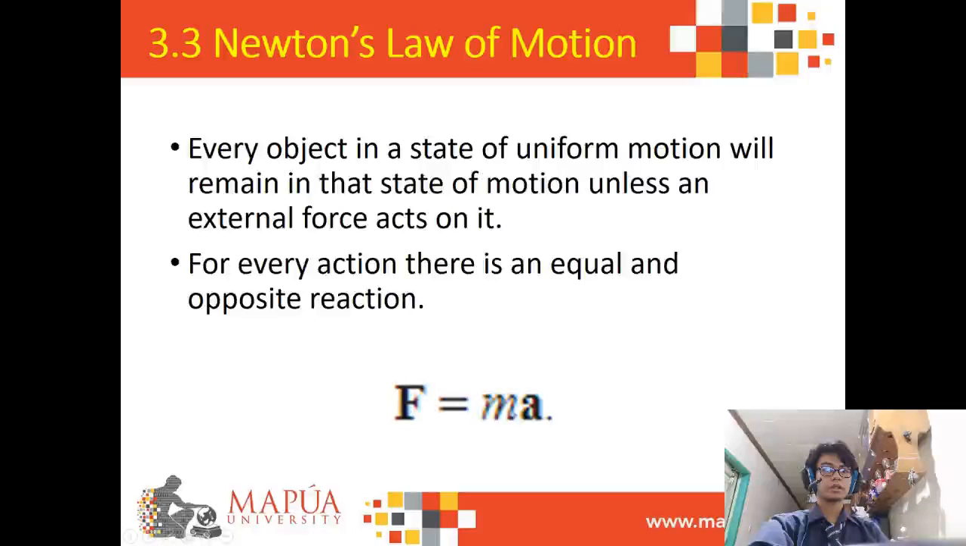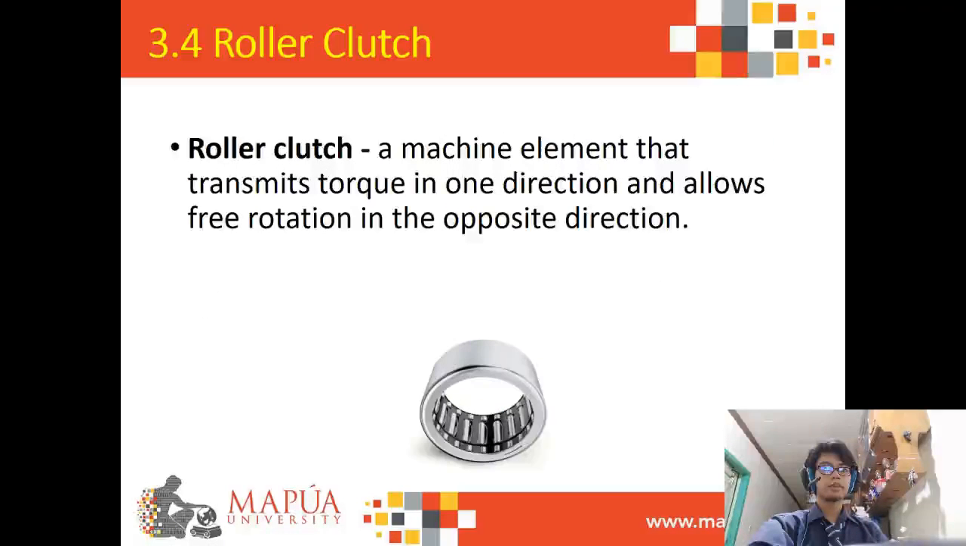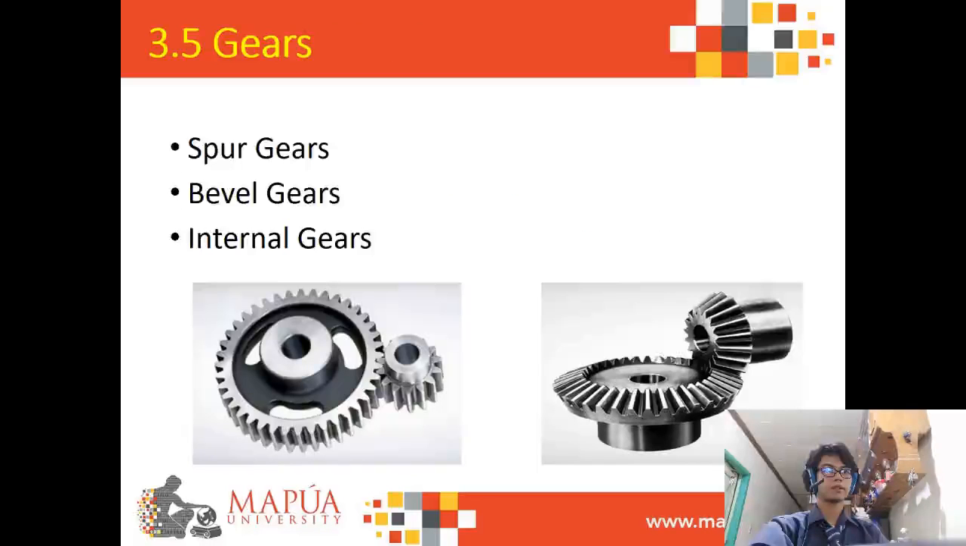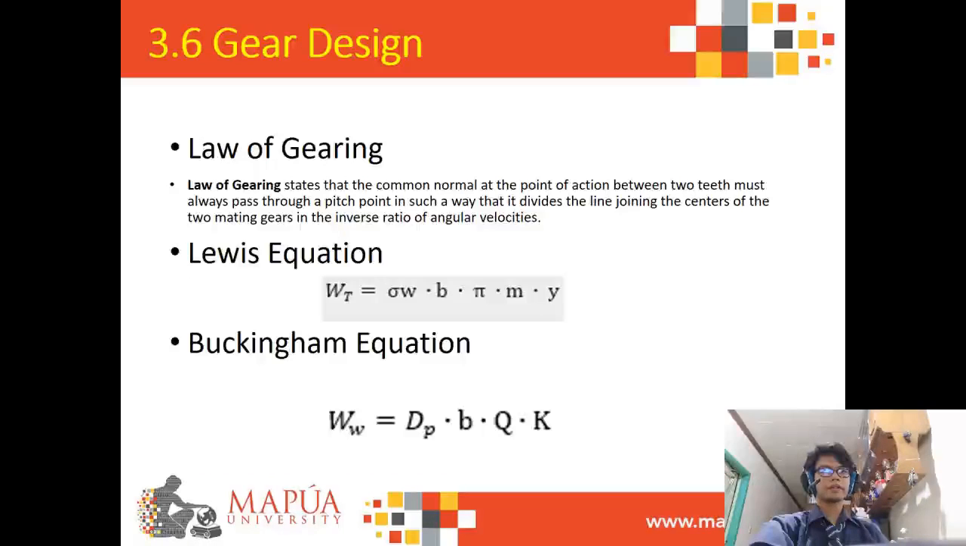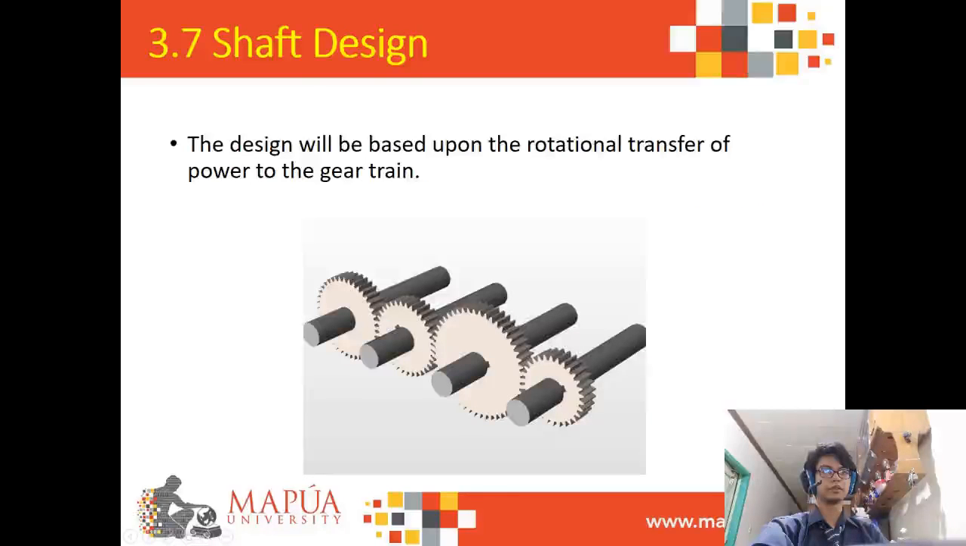Next, we have roller clutch. A roller clutch was used to transmit torque and allowed free rotation in opposite direction. Next, we have gears. The gears used were spur gears, bevel gears, and internal gears. As for the gear design, we used law of gearing, Lewis equation, and Buckingham equation. For the shaft design, the design will be based upon the rotational transfer of power to the gear train.